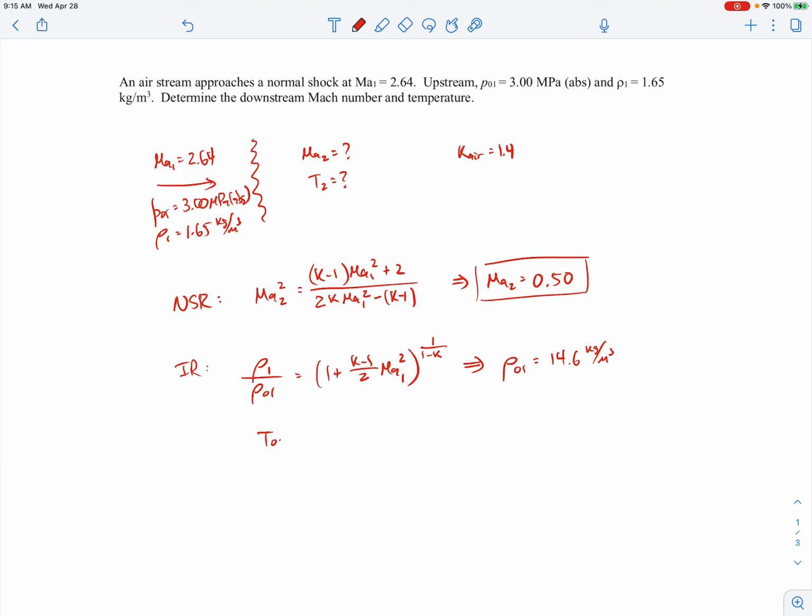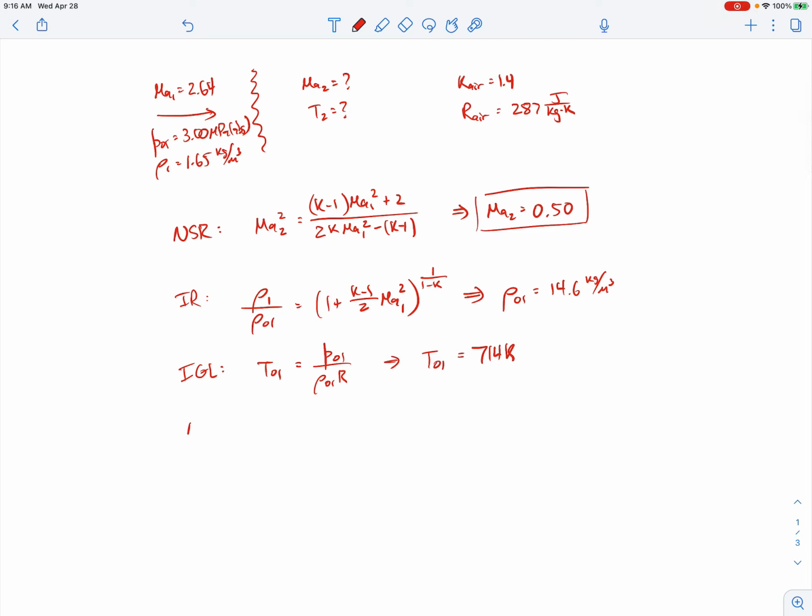From that, we can find the upstream stagnation temperature. This comes from the ideal gas law. So this will be P naught over rho naught 1 times R. Again, this is from the upstream. We know the upstream stagnation pressure, that's given right here. We know the stagnation density upstream, we just calculated. And the gas constant for air, we know as well, that's 287 joules per kilogram Kelvin. That's another good number to remember since we use it so frequently. So the upstream stagnation temperature comes out to be 714 Kelvin.